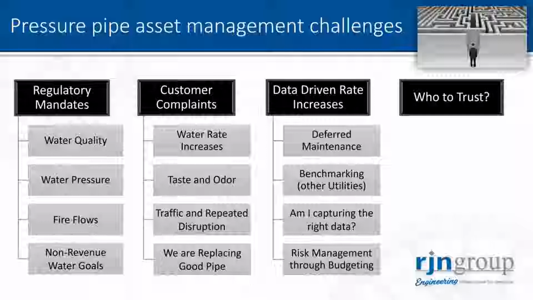Sometimes it's difficult to justify the budget. Benchmarking against other utilities. AWWA has some great guidelines around benchmarking. One of the questions I often get from utilities is, am I capturing the right data? So thinking through what information we should be collecting, and are we collecting some information now that we're wasting time on and not using to make decisions? And then finally, risk management through budgeting. How do we manage risk moving forward?